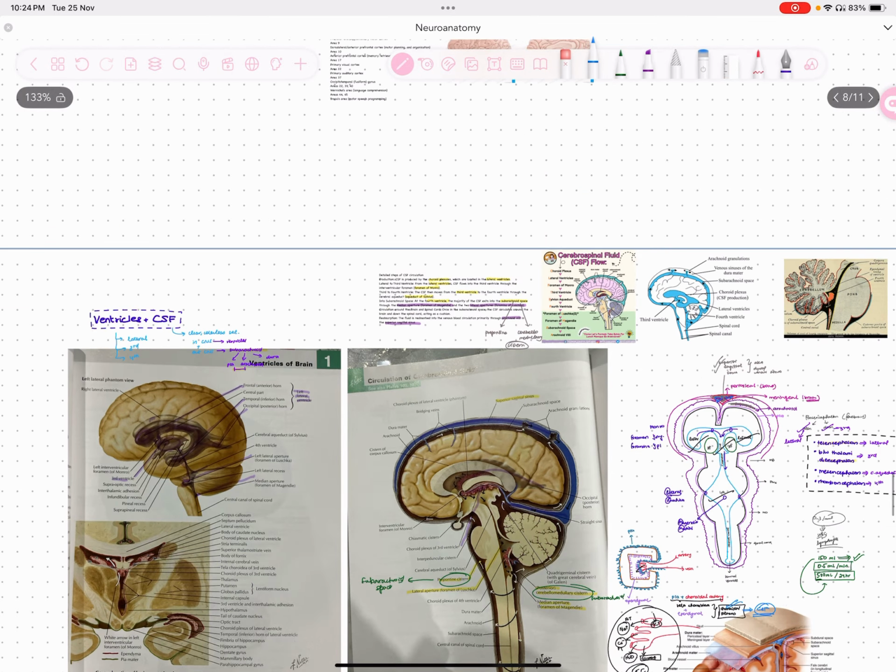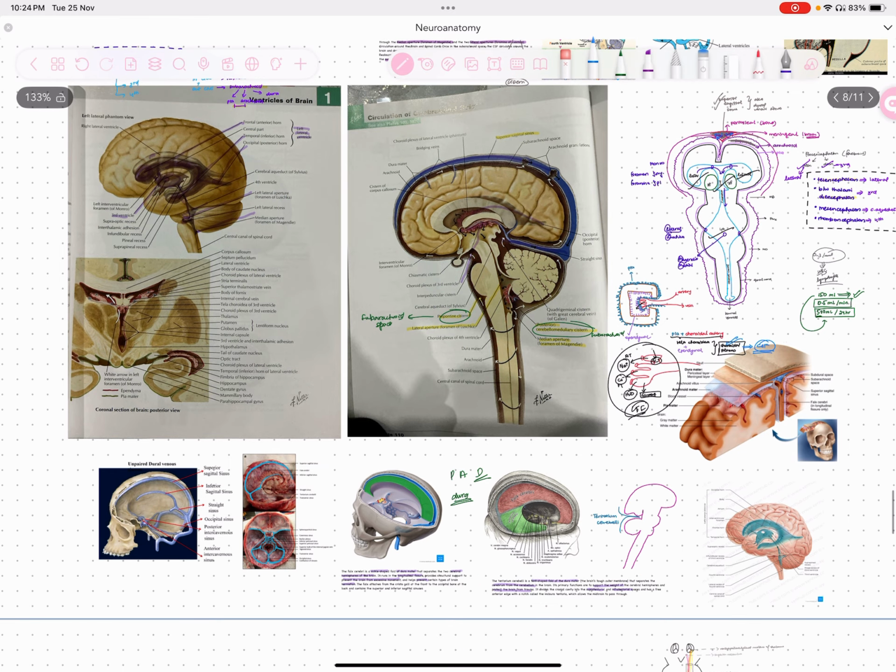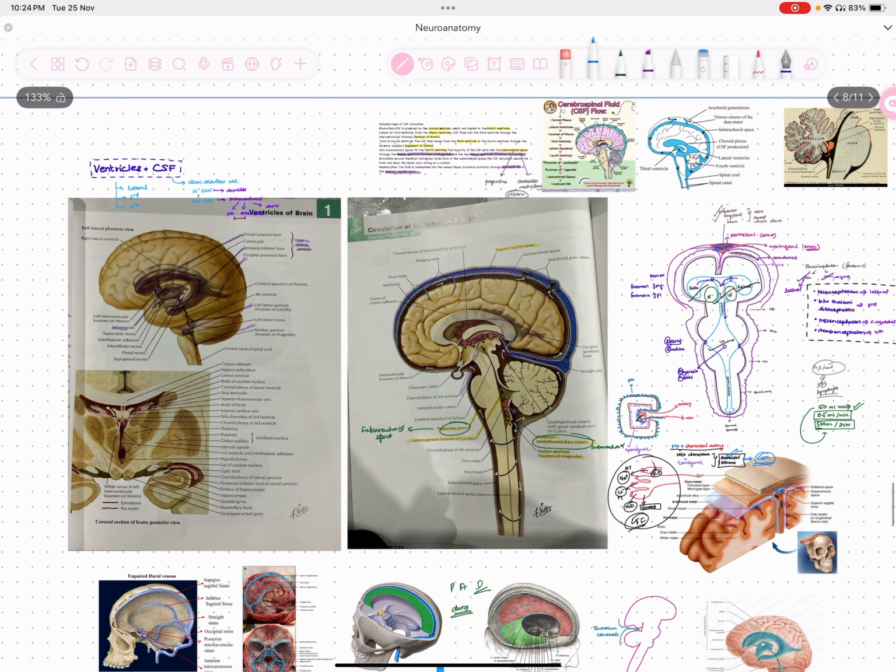So yeah, that's about it. I hope this lecture didn't get very lengthy. I tried my best to cover the anatomy and the entire circulation procedure. And if there was any extra information, I wanted to cover that as well.